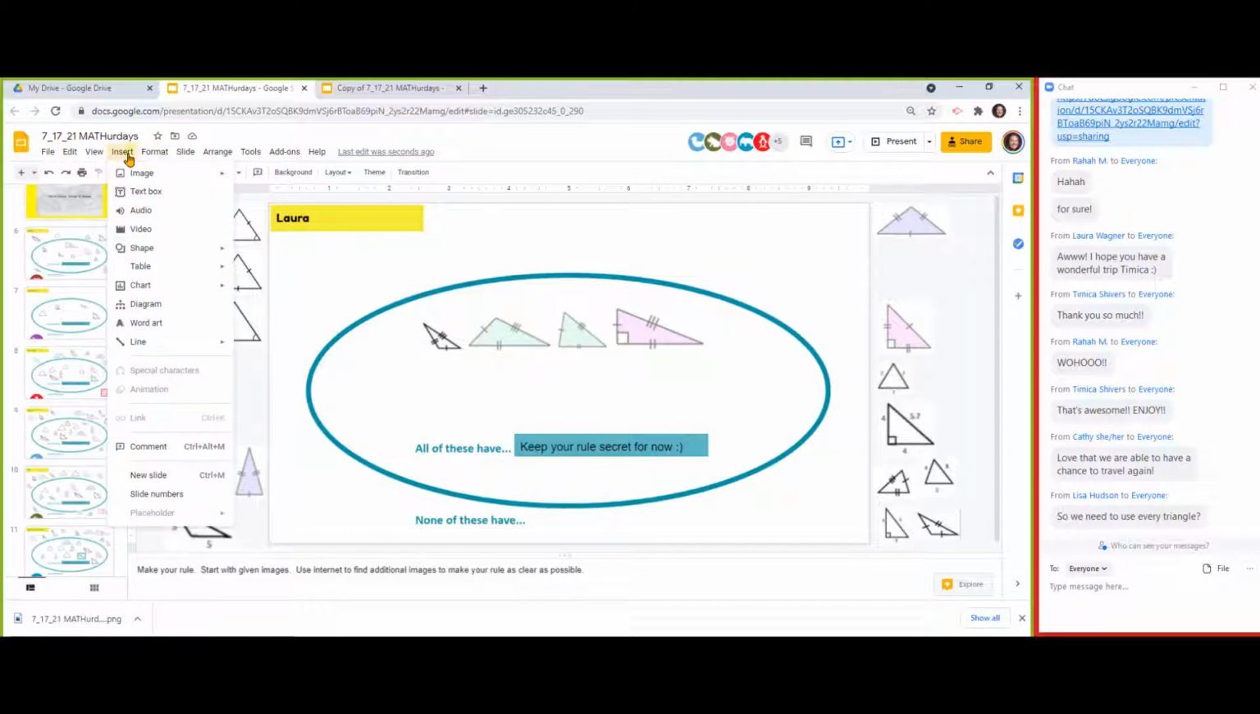One way of doing that is copying and pasting. Another is insert image, and then the little search the web choice. And you can find literally anything from a slice of pizza to a beach ball. Put it either inside the oval or outside the oval to really strengthen your rule.